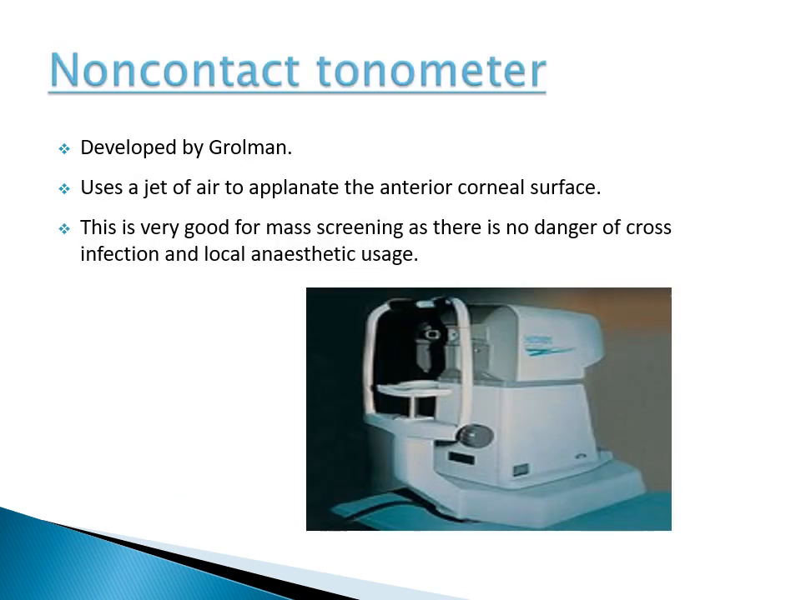Now coming to non-contact tonometry. It was developed by Goldmann. There are two types, air-puff tonometer and pulsair tonometer. Both use a jet of air to applanate the central corneal surface. This is very good for mass screening as there is no danger of cross infection and no local anesthetic usage. This type of tonometry is usually done in our OPD.